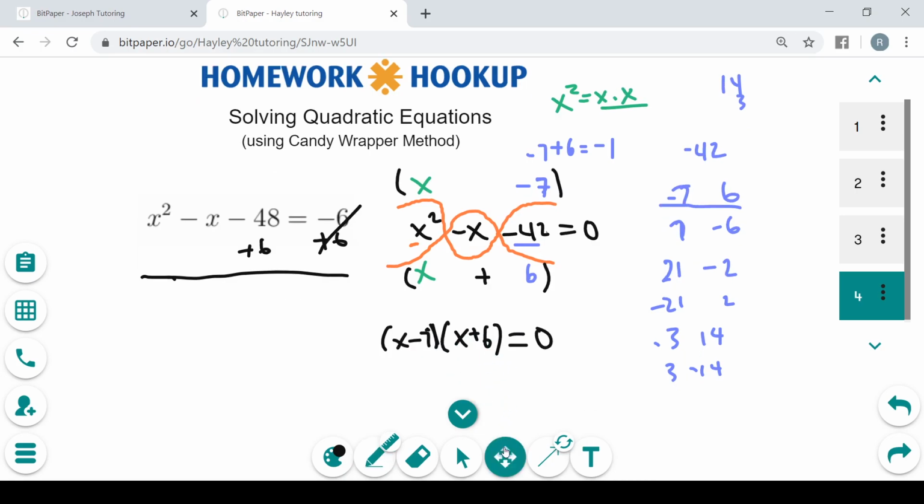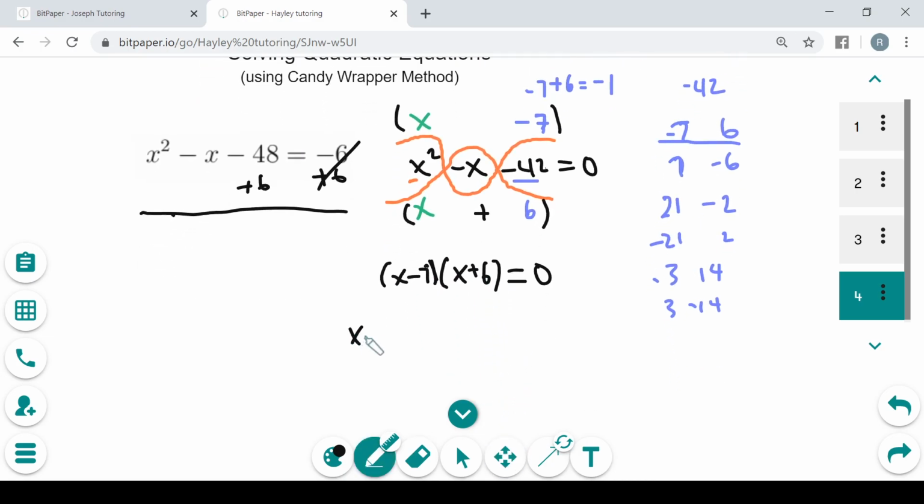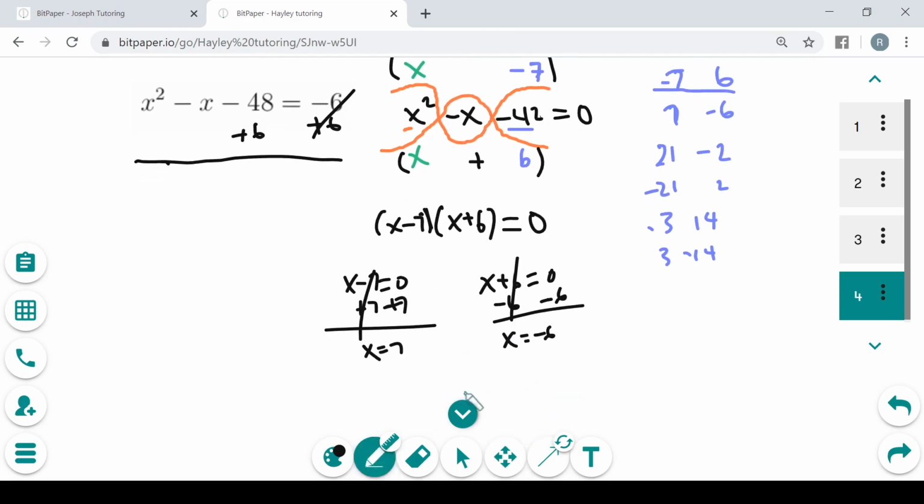The whole thing equal to 0. x minus 7 equals 0, and then we're going to have x plus 6 equals 0. Cool. And then you just solve for x. For this guy, we're just going to add 7 on both sides, and we're going to get x is equal to 7. And then for this guy, same thing. We're going to subtract 6 on both sides. 6 is canceled here, so we get x equals negative 6. So your two answers are actually going to be x equals 7 and x equals negative 6.